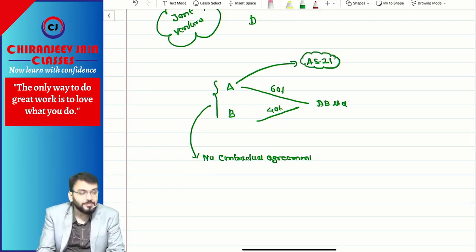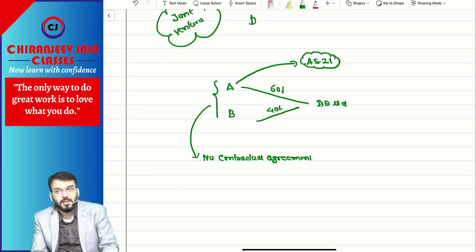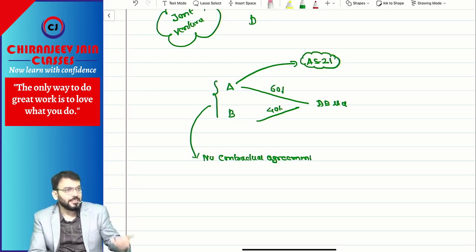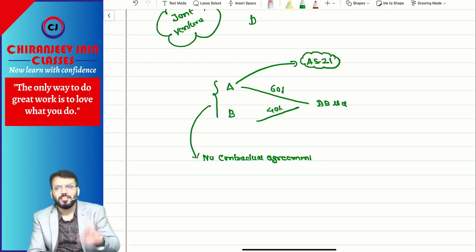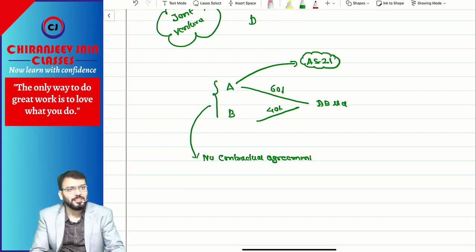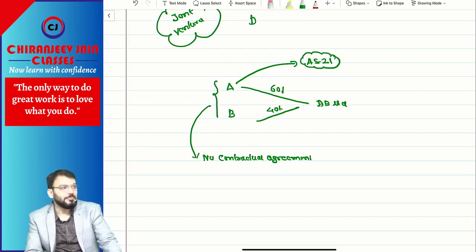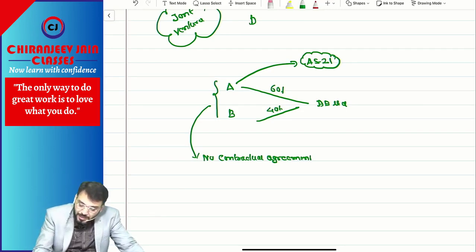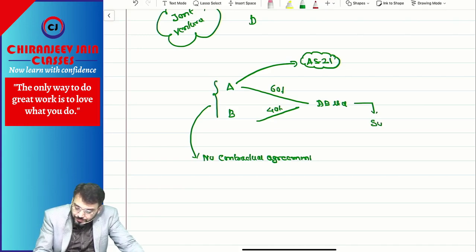In the books of B, AS21 and AS27 are both not applicable. AS23 is coming soon. So of course when we do AS23, I will say in the books of B what is applicable? AS23 is applicable. But right now I am not discussing that. Right now, this AB Limited is a subsidiary of A Limited. I think this you have understood.